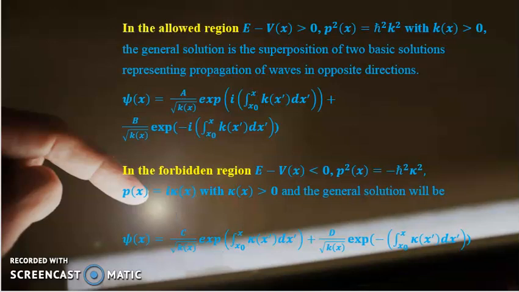less than 0, and in this case the momentum becomes imaginary and we write p(x) equal to i times k(x), where k(x) is real. And again the general solution will be psi(x) equal to C by root k(x) and the exponential term, and again plus D by root k(x) and the exponential term.